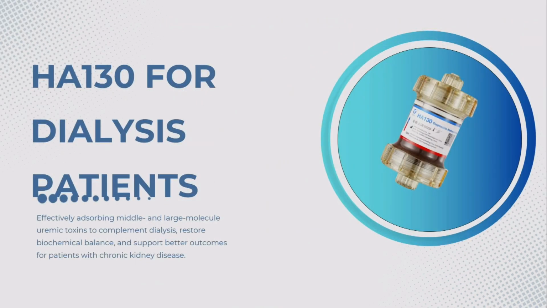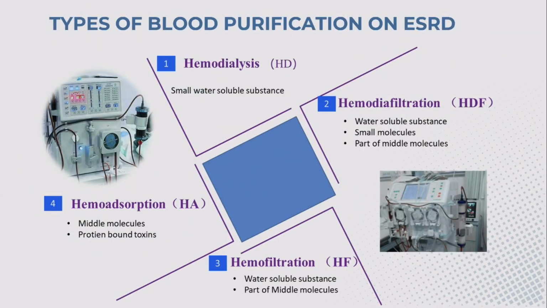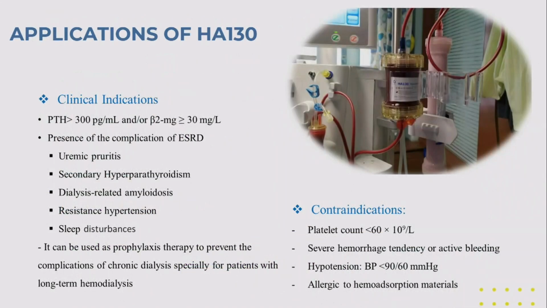I showed you the plethora of hemadsorption filters. This is HA130 for hemodialysis patients. So we can do hemodialysis, hemofiltration, and this is hemadsorption. Where do we apply this? It is applied for very specific indications: hypertension which is not controlled, pruritus not controlled, appetite loss, anemia, EPO resistance, and dialysis-related amyloidosis.